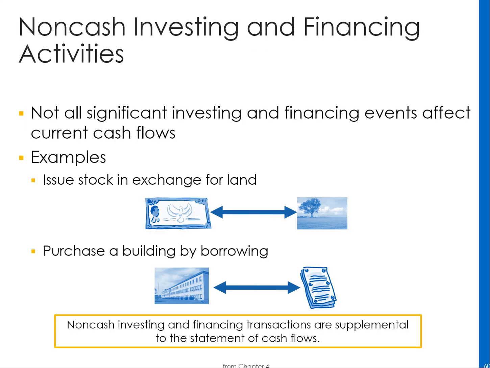And finally, we must have some disclosures as well. These are the non-cash investing and financing activities. Not all significant investing or financing activities will affect cash flows. So they are not reported on the statement of cash flows, but they need to be disclosed. For example, we can issue stock in exchange for land. So we give the seller stock and we get land. So there's no cash involved, so that will not be reported.